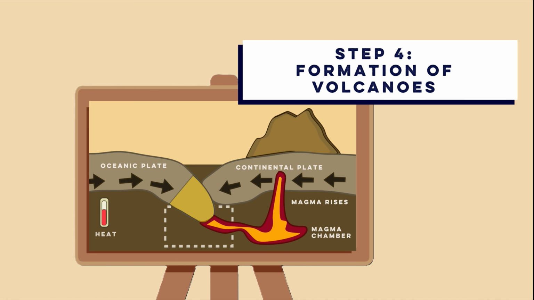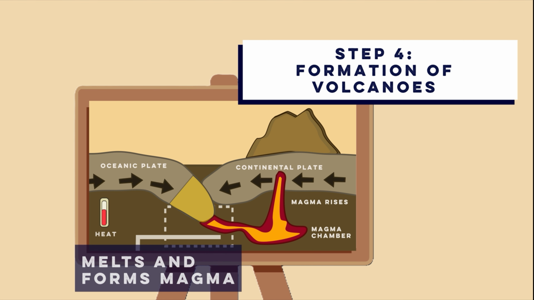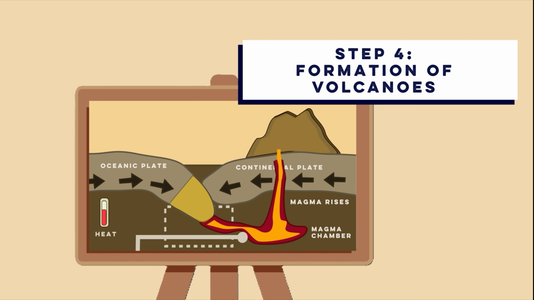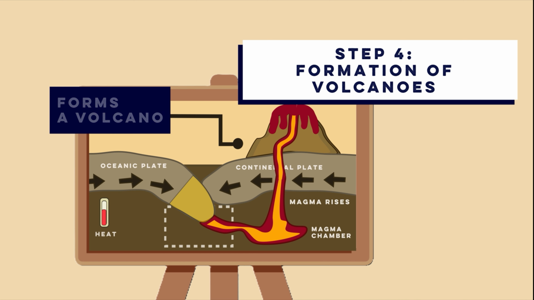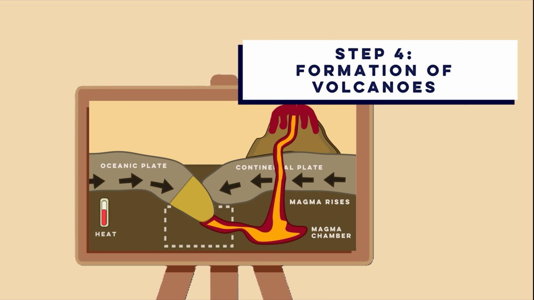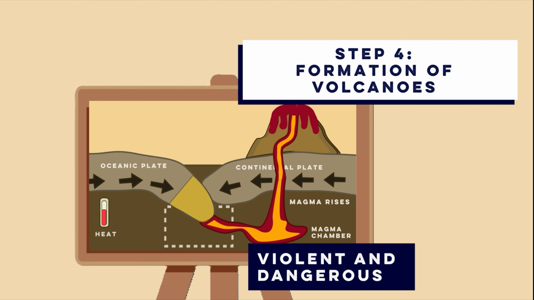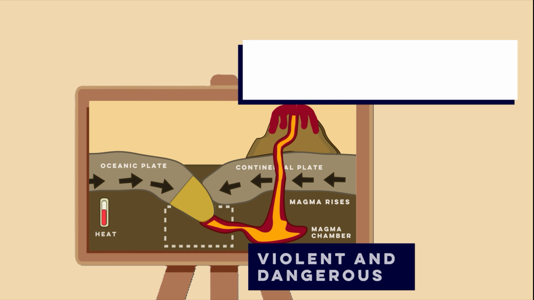As the subducting plate melts, it forms magma, which is less dense than the surrounding rock. This magma rises through the continental crust to the surface, forming a volcano. This is how we get explosive volcanic eruptions. This magma is thick and full of gas from the melting plate, making eruptions both violent and dangerous.